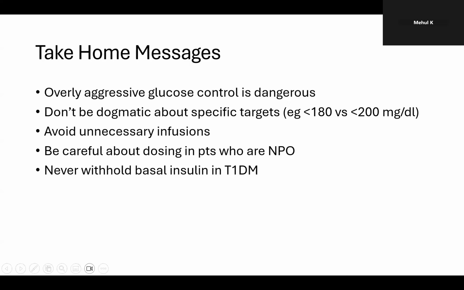Try to avoid unnecessary infusions as far as possible. Basal bolus regimen is the way to go in most patients. You don't need to start them on an infusion. Be very careful about dosing insulin in patients who are NPO, because they can have very wicked hypoglycemia without warning, especially if you are giving them bolus insulin. And never withhold basal insulin in patients who are type 1 diabetics, because that is a great recipe to push them into DKA.